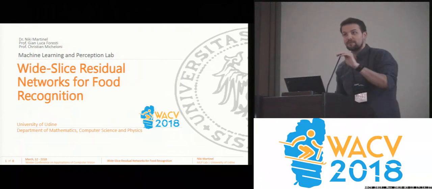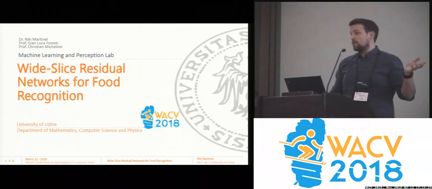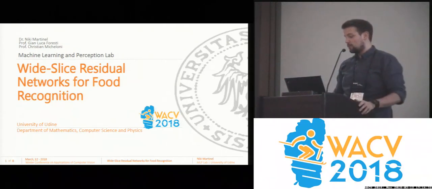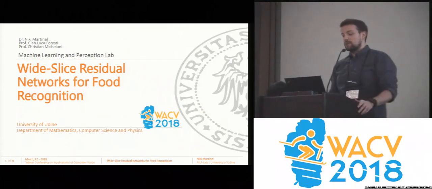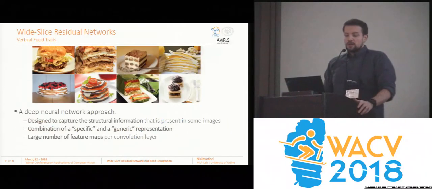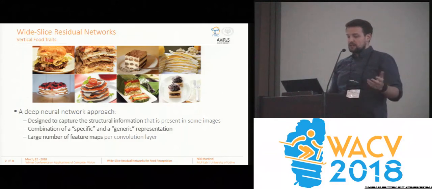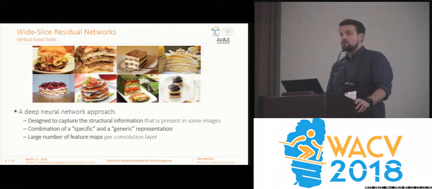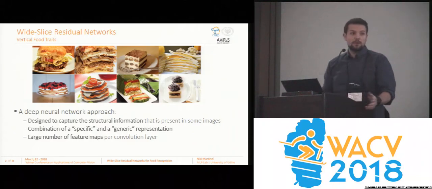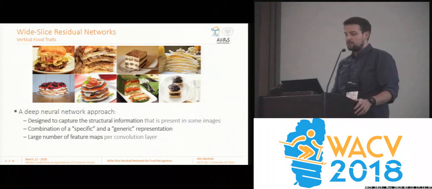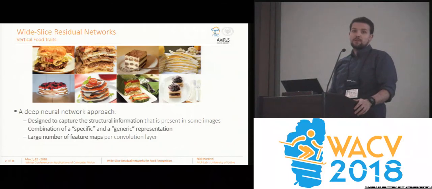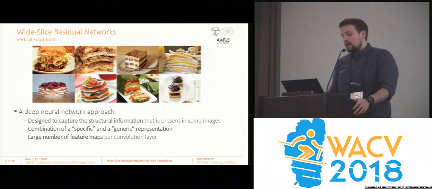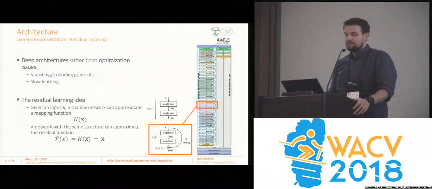So hello everyone, my name is Noman and I'm presenting a work on behalf of our colleagues from the University of Udine, which is a wide slice residual network for food recognition. In this work the authors present a deep neural network approach, designed to capture some structural information that may or may not be present in some images of food. More specifically, this approach combines a specific and a generic representation.